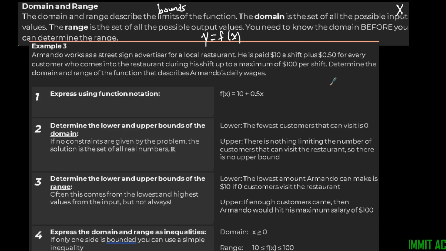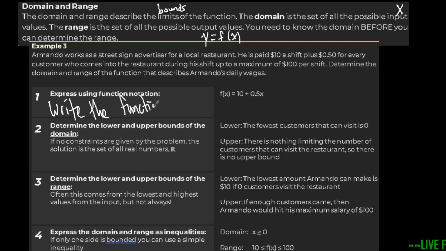So in example 3, it says Armando works as a street sign advertiser for a local restaurant. He is paid $10 a shift plus 50 cents for every customer who comes into the restaurant during his shift, up to a maximum of $100 per shift. Determine the domain and range of the function that describes Armando's daily wages. So for the first part, it says express using function notation. So we're going to write the function.